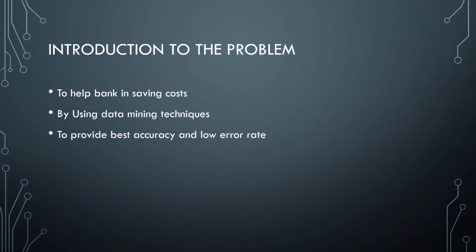So let me introduce what the problem basically was. The problem was that a bank has decided to save the cost of a direct marketing campaign based on phone calls offering a product to a client. The aim was to develop a data mining solution for saving the cost of a direct marketing campaign by reducing false positive and false negative decisions, which can be done using data mining techniques.